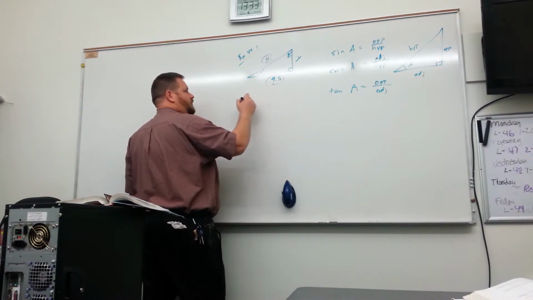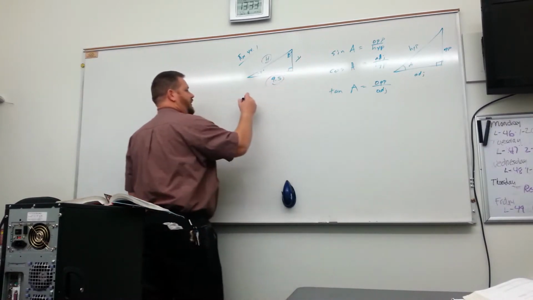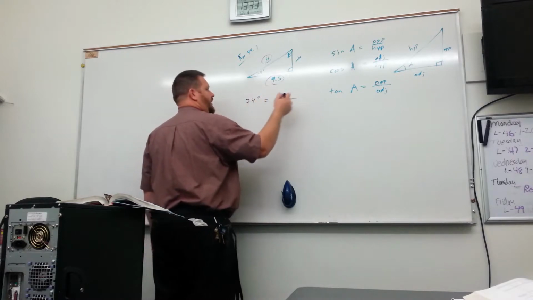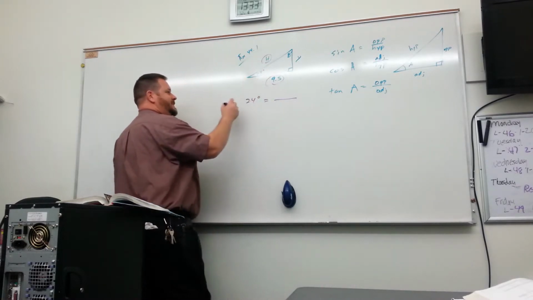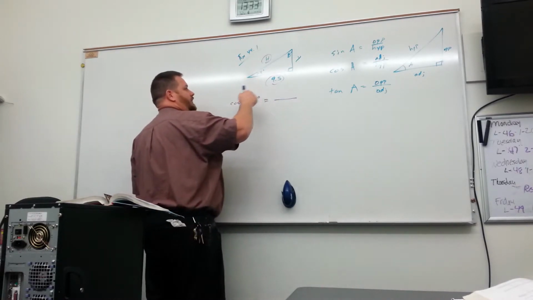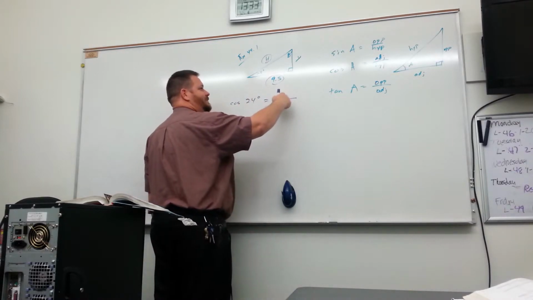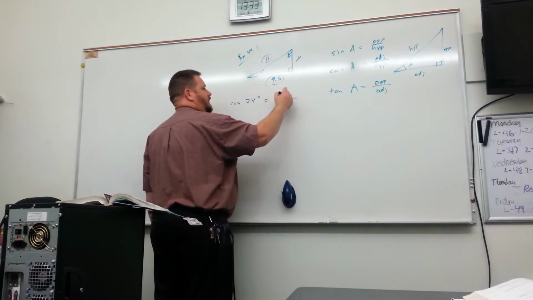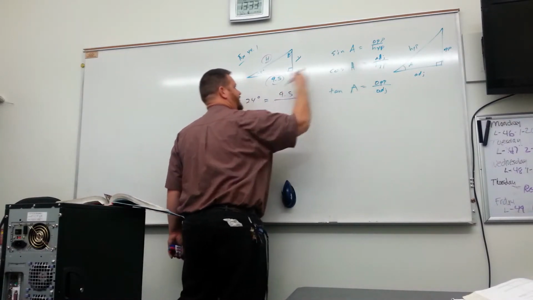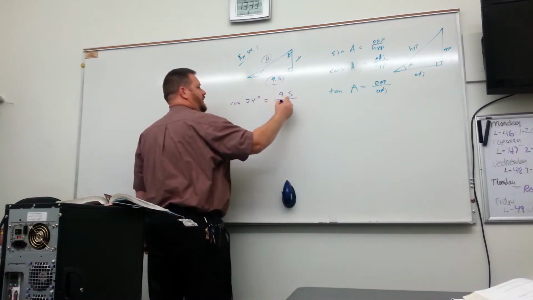So which of these relationships for the 24-degree angle involves these two sides? That would be cosine. And which one goes on top? It's 9.5 over H: the adjacent side, which is this one here, over the hypotenuse.